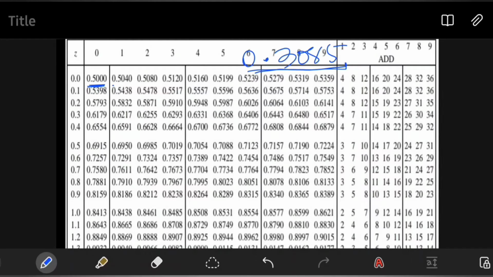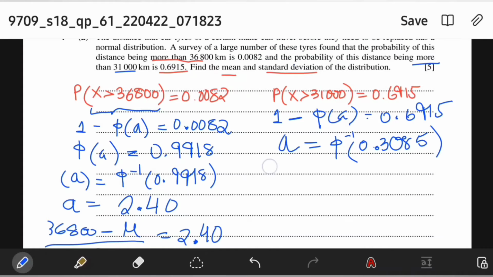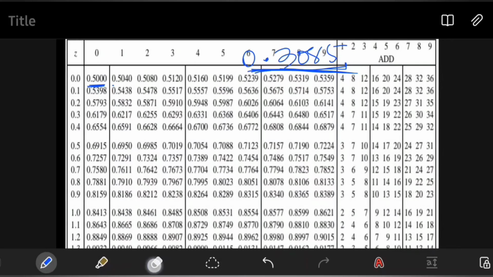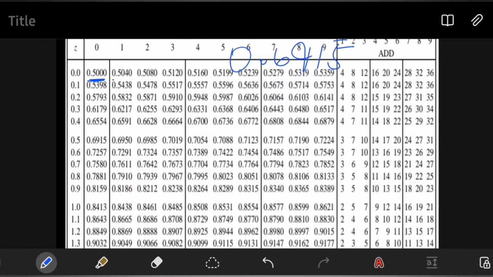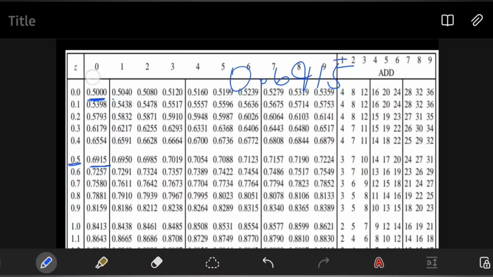So when this case occurs, we subtract this value from 1. So we are going to subtract 0.3085 from 1, and that would give us again 0.6915. So we have to look for 0.6915. Let's see if there's a value near to it, 6915. Here it is, the exact value. And reading the table, 0.5. Okay.